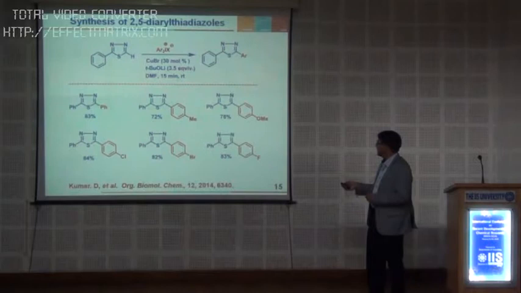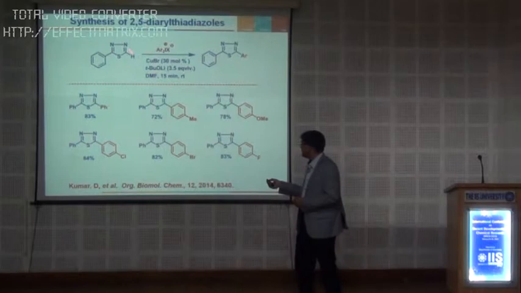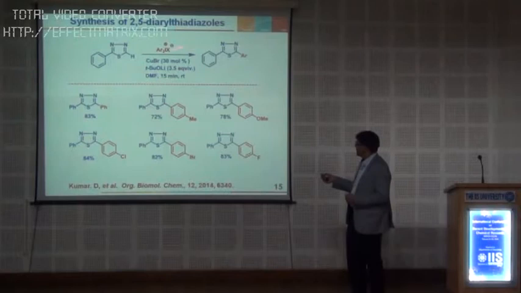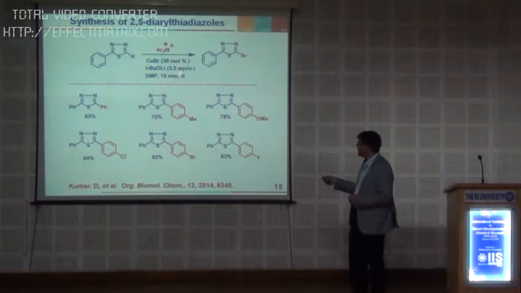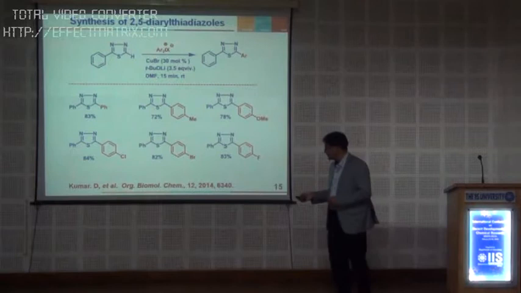However, when we extended similar reaction conditions to these thiadiazoles, in this case we failed to generate the corresponding arylated thiadiazoles. What we found is that by increasing the equivalents of lithium tert-butoxide and using DMF as solvent, we could succeed in making a set of thiadiazole molecules.